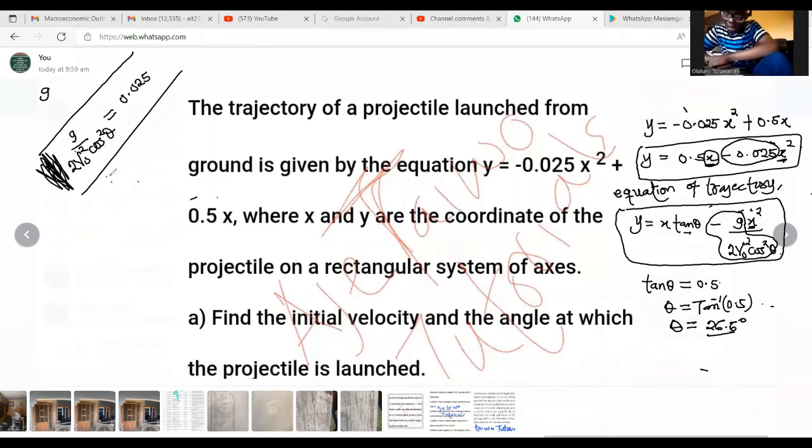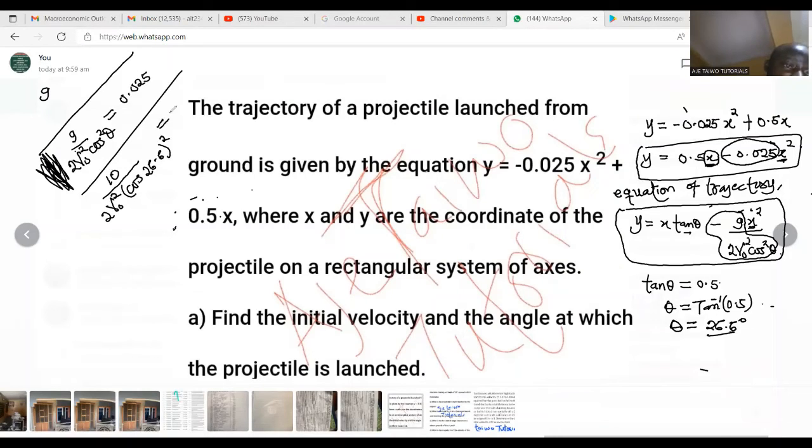We know g is 10. So 10 over 2 v naught squared cos squared 26.6 equals 0.025. So we have 10 over... can somebody help me with this? Cos 26.6 squared times 2. What's the answer you get? Cos 26.6 squared, and give me the answer you get. 0.79.